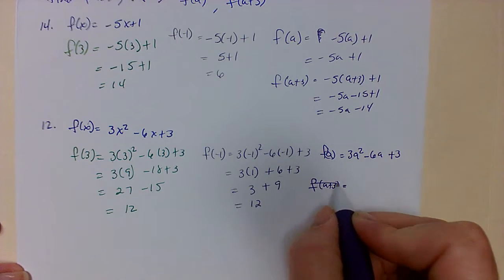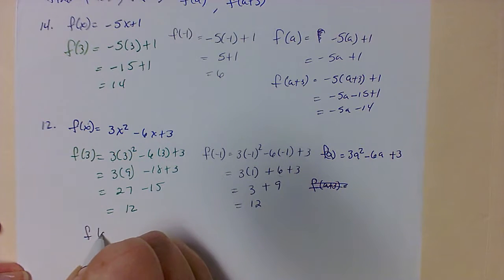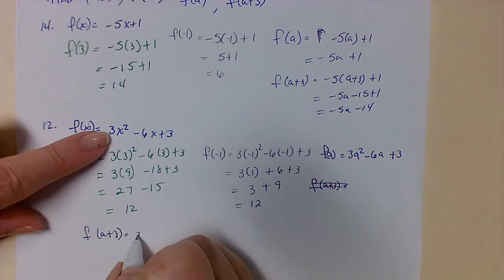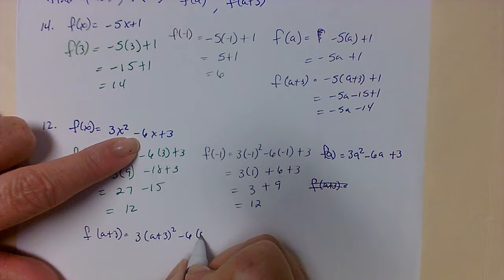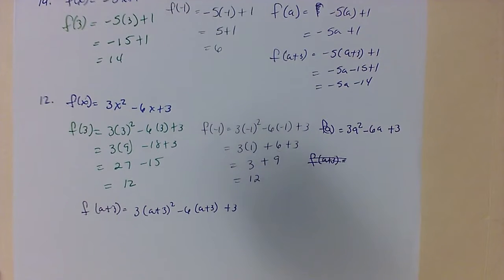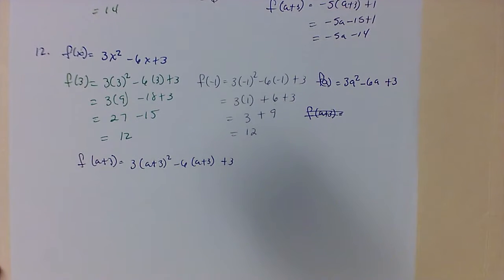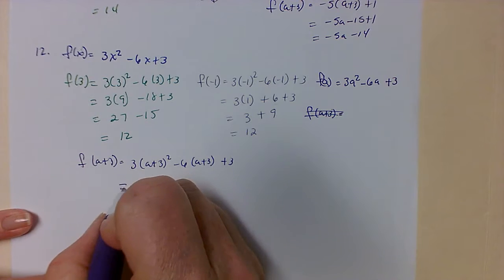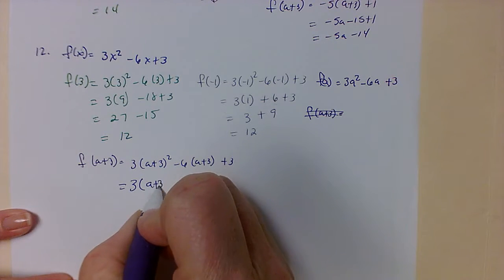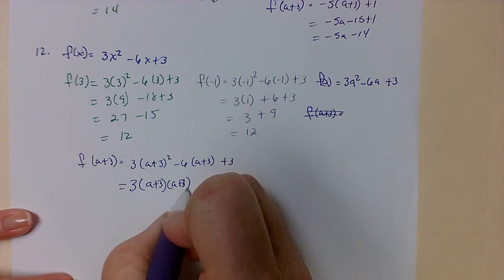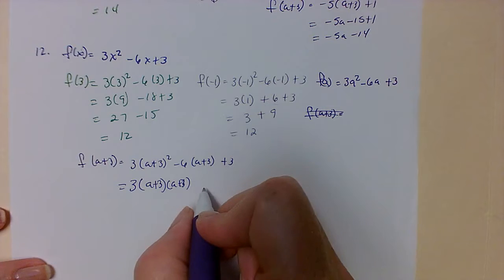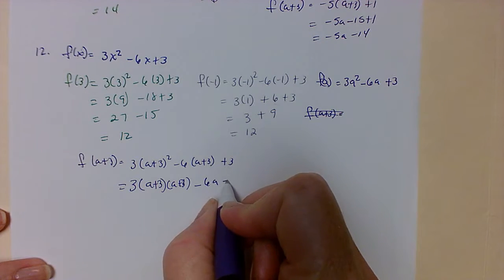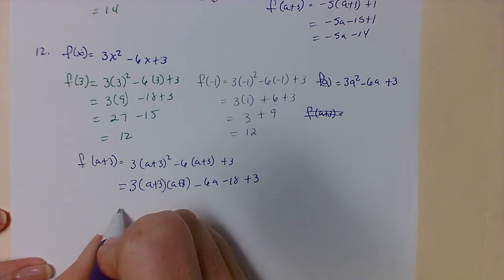So we're going to move this one down this way so we have a little bit more room to work. So this will get us 3 times a plus 3 squared minus 6 times a plus 3 plus 3. So we're using the same process that we did on the previous, except we have to square our a plus 3. So this will get us 3 times a plus 3 times a plus 3, because when we have a plus 3 squared, it means we have a plus 3 times a plus 3, minus 6a minus 18 plus 3.